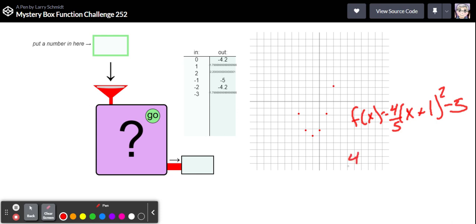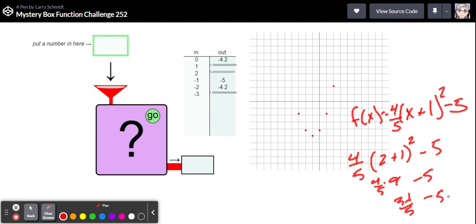Let's just crunch one out here. So 4/5 times 2 plus 1, quantity squared, minus 5. Well, 2 plus 1 is 3, squared is 9. So 9 times 4/5 minus 5. And let's see, 9 times 4, that's 36/5. So that would be 7 1/5 minus 5. That's going to give us that 2.2. So 36/5 minus 5, 2.2. So I think that checks out.